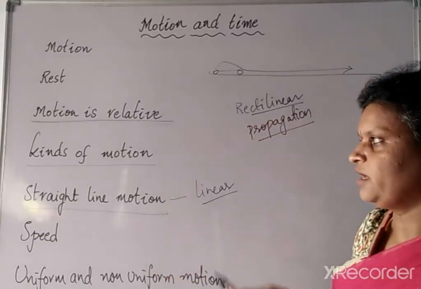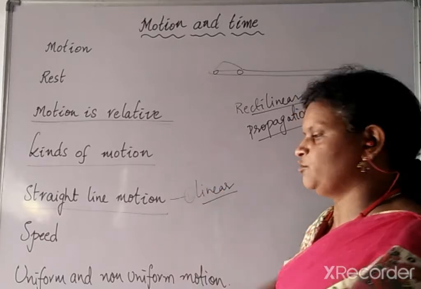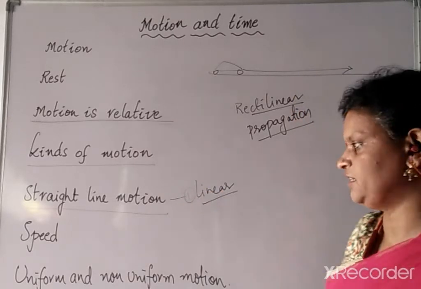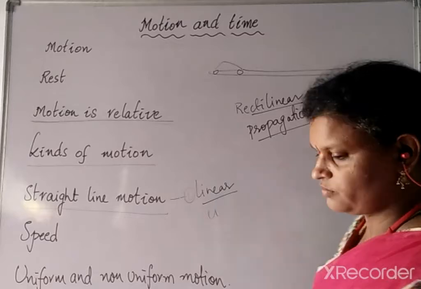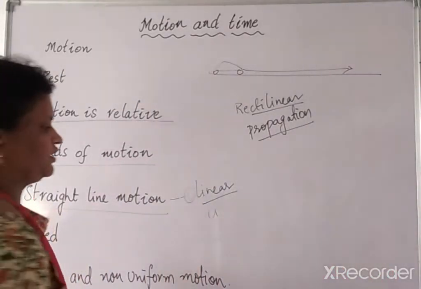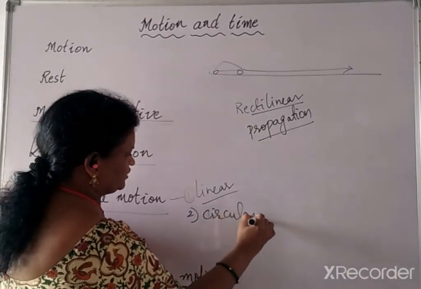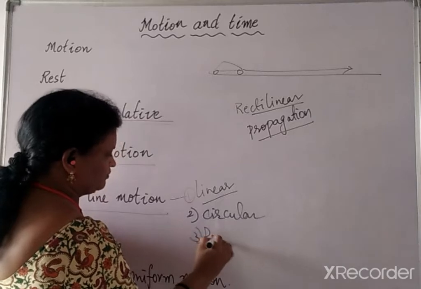Now coming to another type of motion. We have seen rectilinear motion or linear motion. Next, circular motion, the second one we have taken. Next, rotatory motion also we have seen.